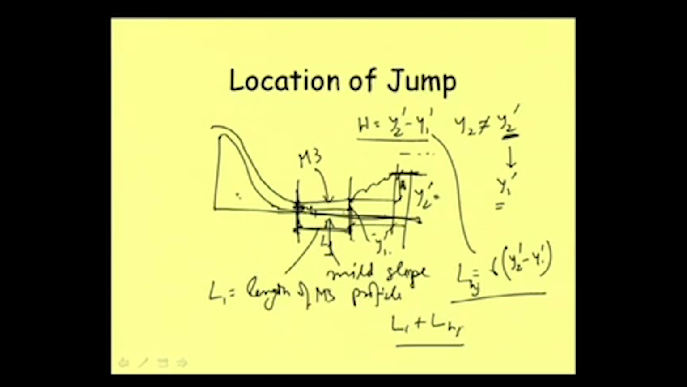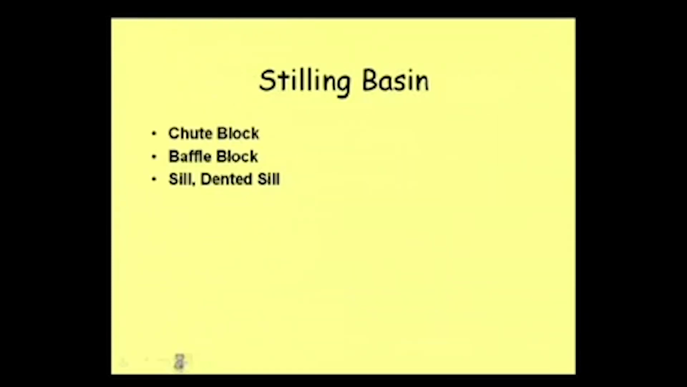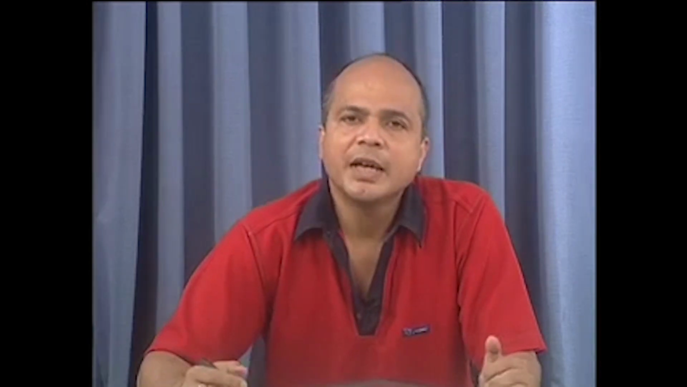For that purpose, we use certain devices, and that is called a stilling basin. In fact, for different Froude numbers, different types of stilling basin have been suggested. Different types of stilling basin have been suggested for different values of Froude number, and in this particular course we are not going into detail of those things, but basically in those stilling basins, what is that?